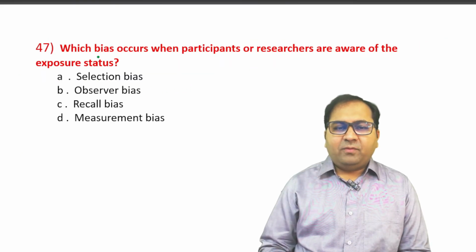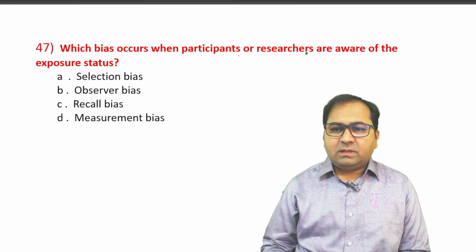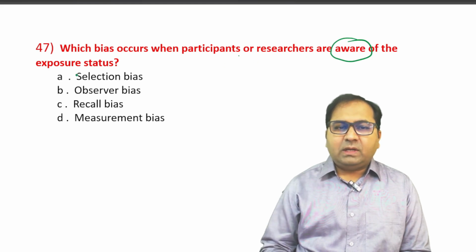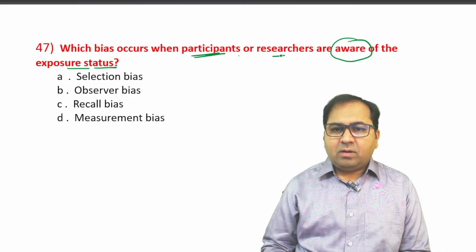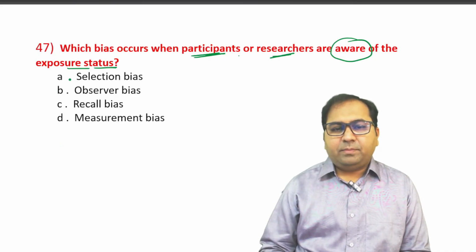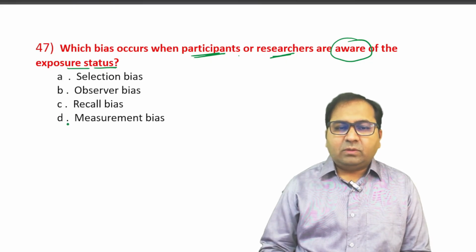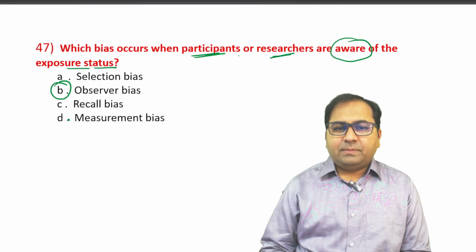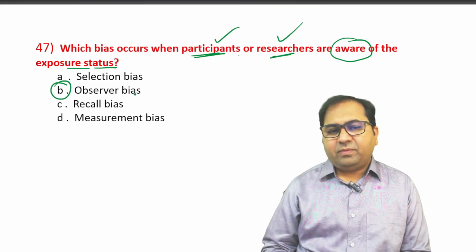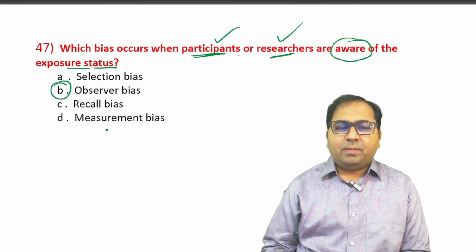Next question. Which bias occurs when participants or researchers are aware of the exposure status? Is it A, selection bias, B, observer bias, C, recall bias, or D, measurement bias? The answer for this question is B, observer bias. Observer bias occurs because participants know, and even researchers are aware of the exposure status. So definitely they will be having observer bias.